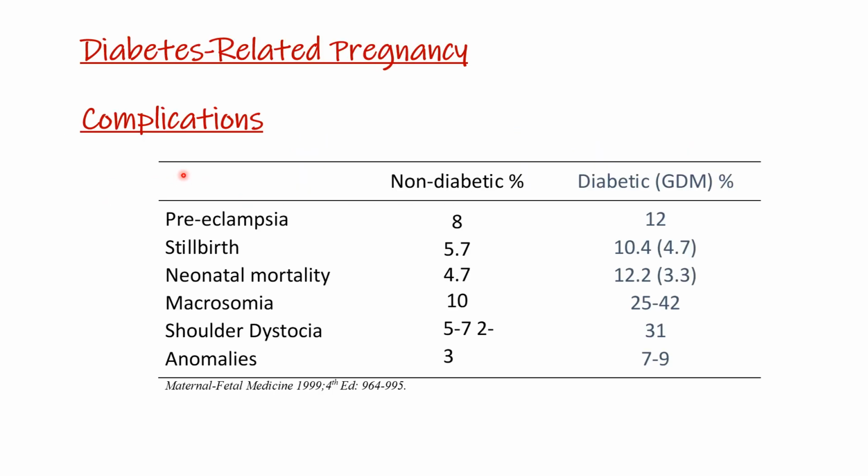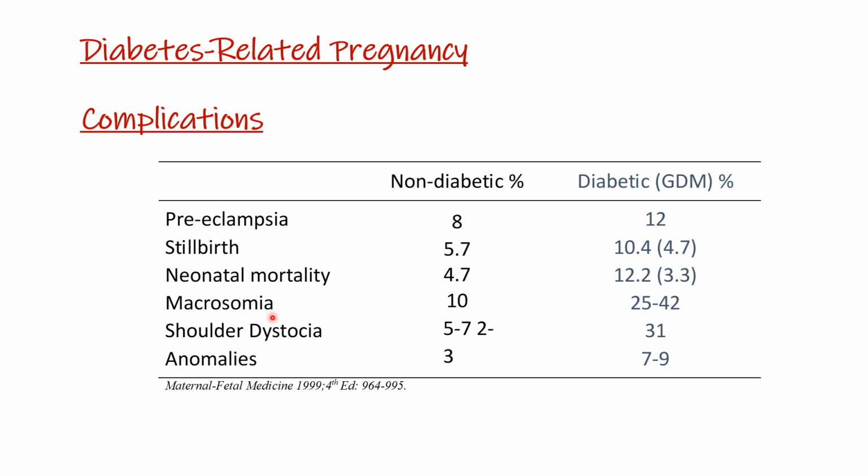So, diabetes-related pregnancy complications. These are complications that we develop in pregnancy when we have diabetes, so diabetes predisposes a patient to these conditions. As you can see here, for example, preeclampsia is high in patients who had diabetes mellitus. Stillbirth is also high in patients who had diabetes mellitus, in addition to neonatal and maternal mortality. Macrosomia is a big baby.